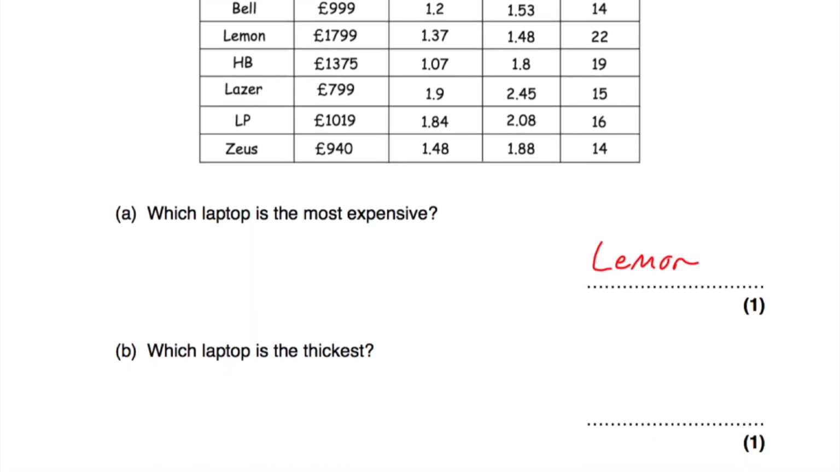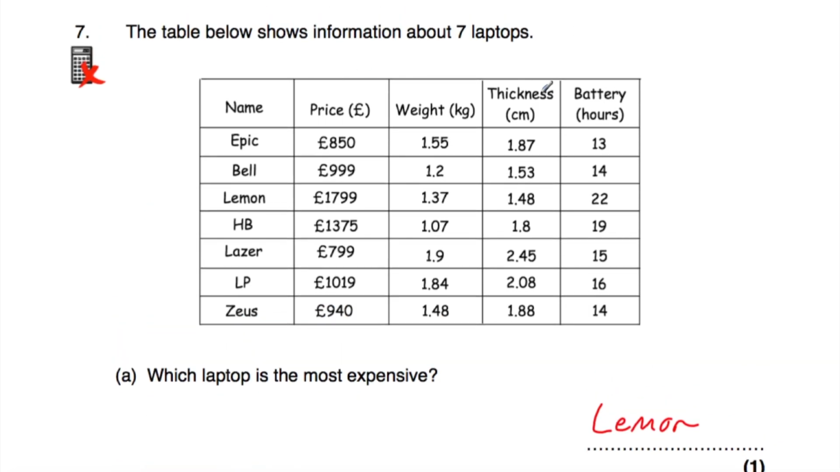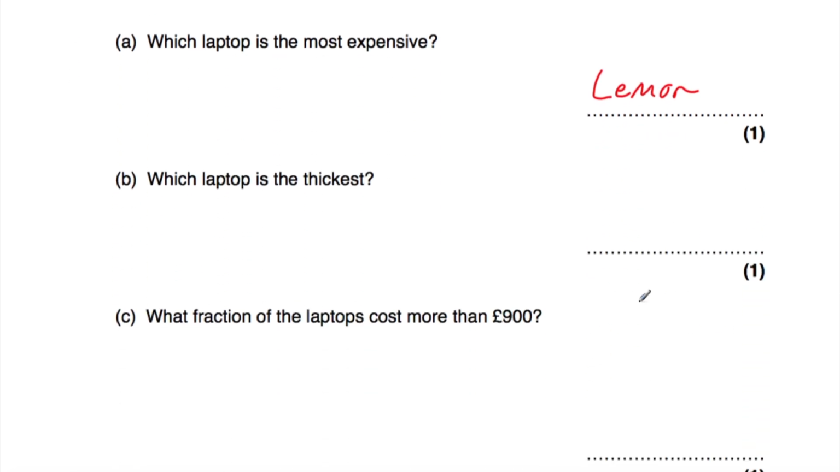Part B says, which laptop is the thickest? So if we have a look at the thickness, we're looking for the thickest. So it's going to be this one, 2.45 centimeters. So that's the Laser laptop. It's the thickest one. So let's write that down, Laser.